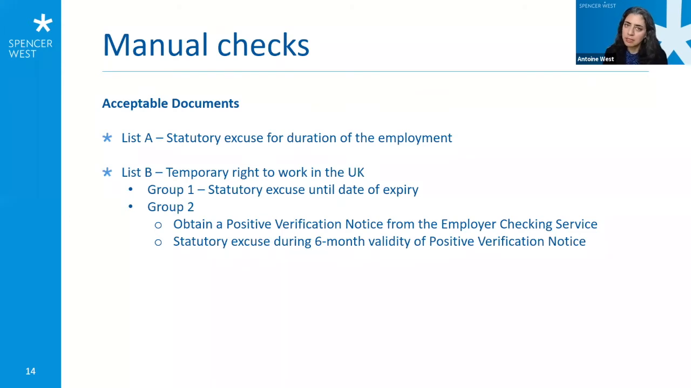Group 2 documents, you have to take a bit of an extra step and use the employer checking service on gov.uk to obtain what's called a positive verification notice, or PVN, which will establish a statutory excuse for the duration of validity of the PVN, which is 6 months. And so you would have to recheck those documents before the end of that 6-month period during which the PVN is valid.